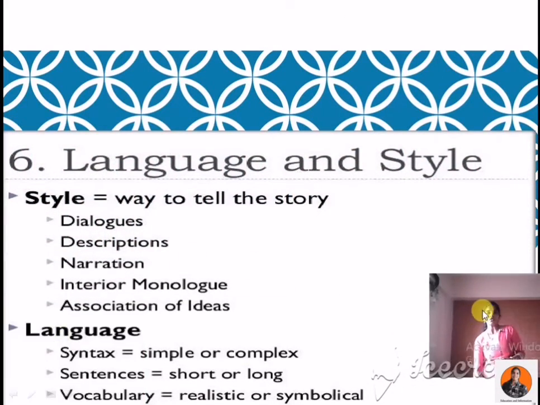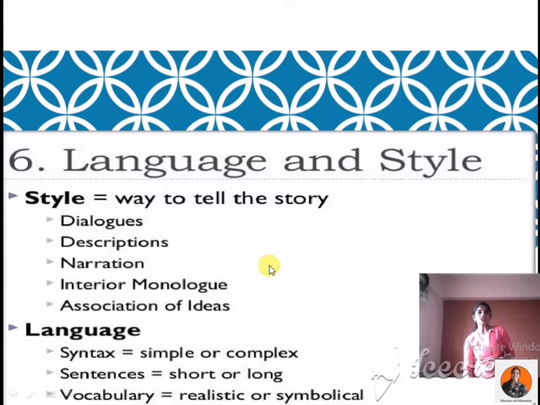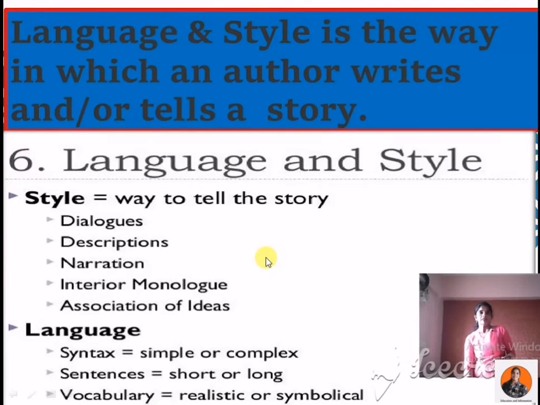And the last element of the novel is language and style. Language and style is the way in which an author writes or tells a story. It is again a very important element of the novel. The author can use various styles, various ways to tell the story. It can be dialogue, description, narration, interior monologue, association of ideas. Language can be any type: syntax, sentences, vocabulary, simple to complex, short or long, realistic or symbolic, any language.